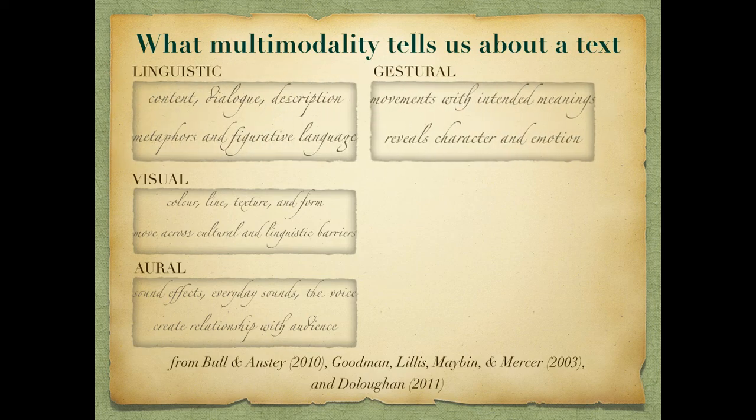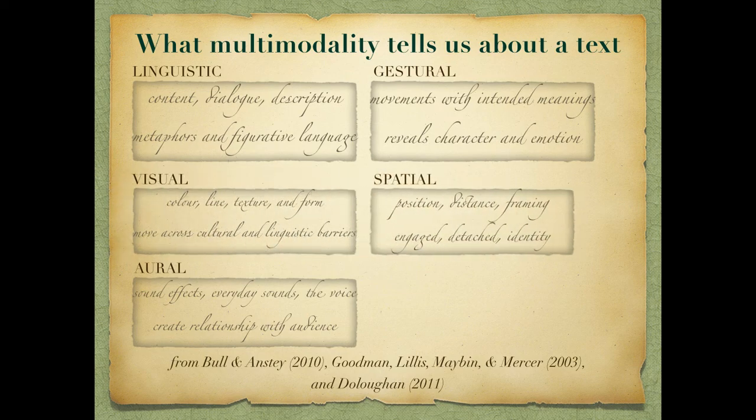Gestural features are the actions that have observable, intended meanings, which are dependent on purpose, context, and facial expression. Gestures help us to understand character and emotion in a text through the size and speed of the movement, which indicates attitude and mood.